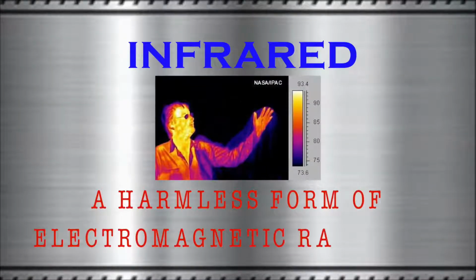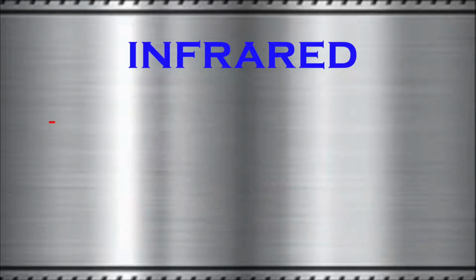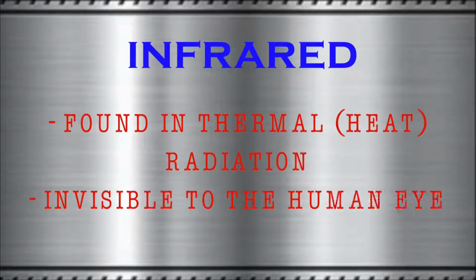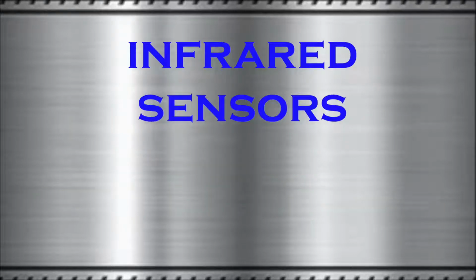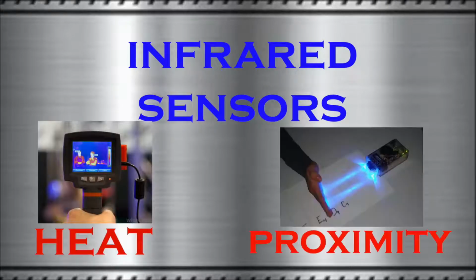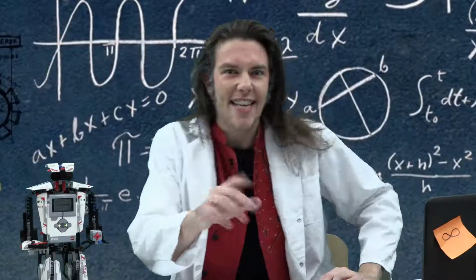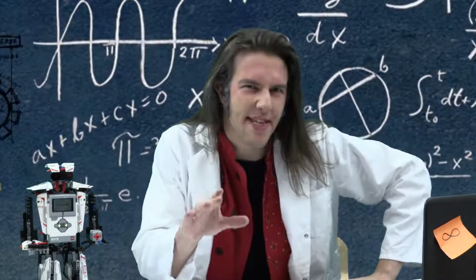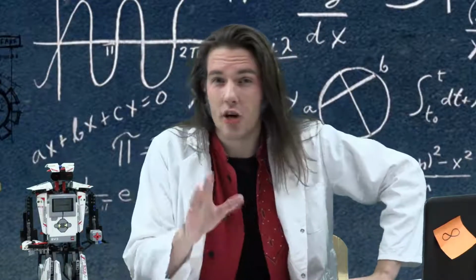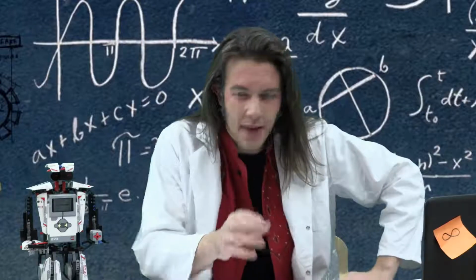Infrared is a harmless form of electromagnetic radiation. It is a form of radiation that is invisible to the human eye. Infrared sensors can be used to detect heat and proximity. Yes, that's right, proximity: how far away different objects are from each other.